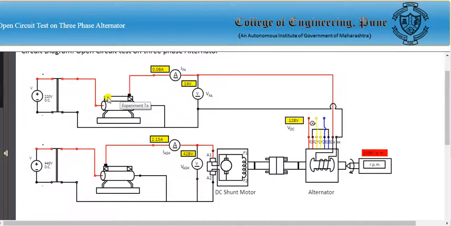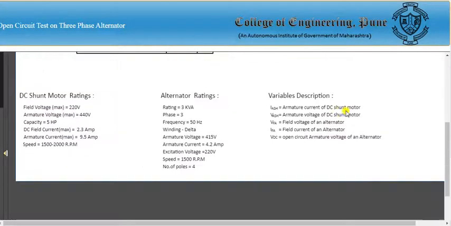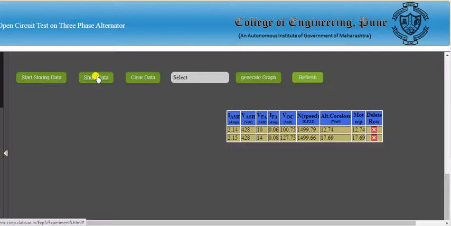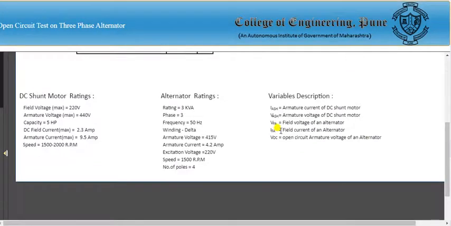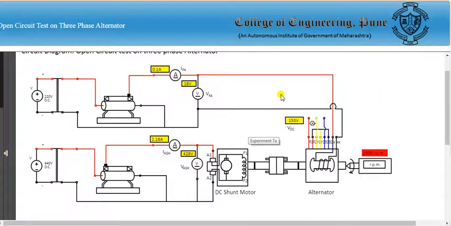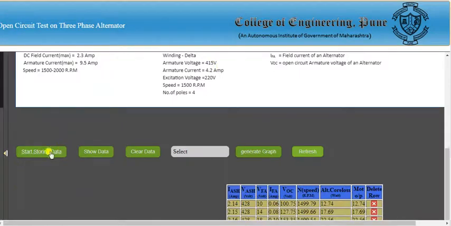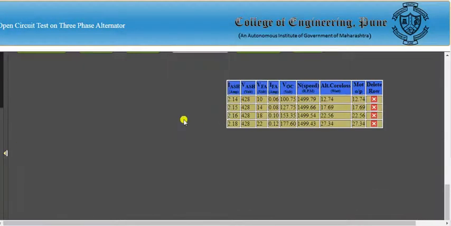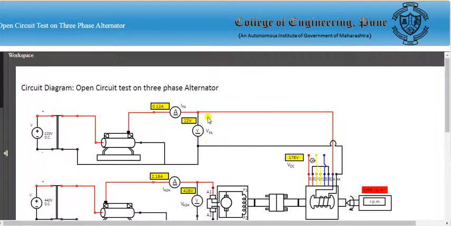Then again increase the value of current, 18 volt, it becomes 18 volt. So store data, show data. Then you can see the speed, motor output. You have to increase the value until it reaches the rated voltage. The open circuit voltage or EMF will have to reach the rated voltage. Currently it is 153 volt. Now again increase to 22 volt. Again store data, show data. Then you will get the fourth row of the observation table.